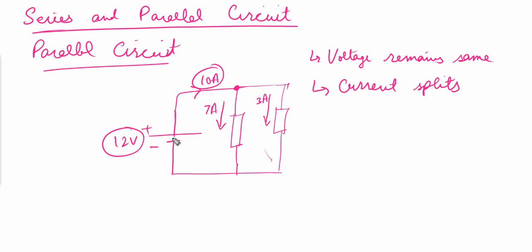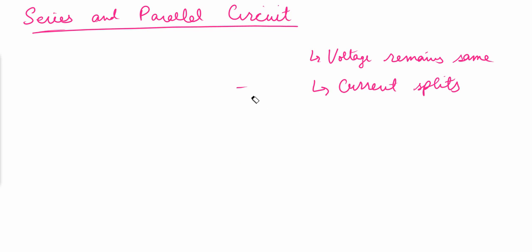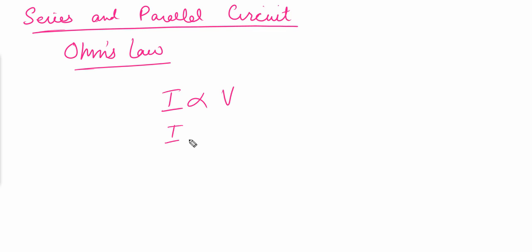After that, we have to discuss the relationship between the voltage, current, and the resistance. In order to explain that relation, we have to use a law that is called Ohm's law. So let's see what Ohm's law is. Ohm's law states that the current flowing through a conductor is directly proportional to the voltage, and that current is inversely proportional to the resistance of the conductor.